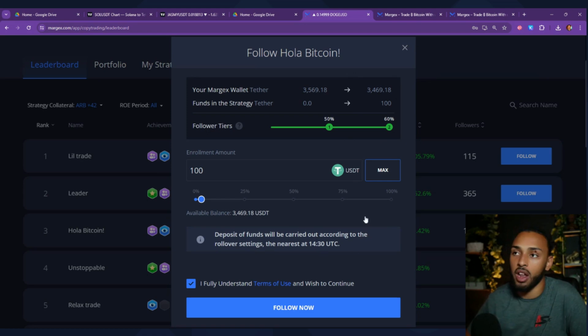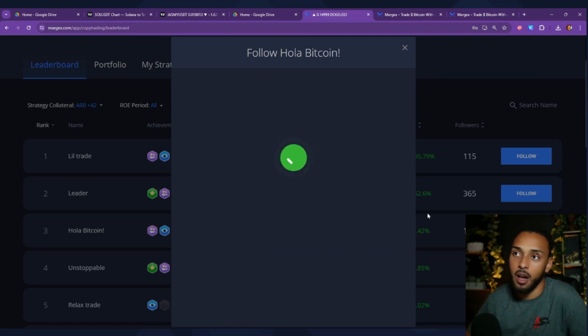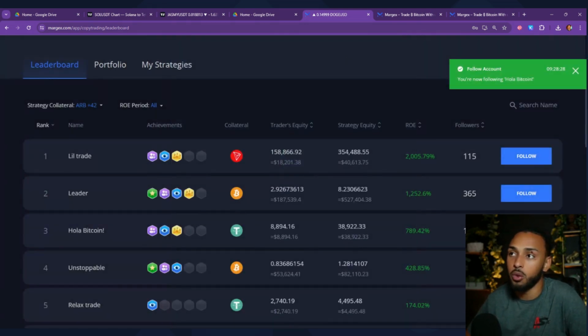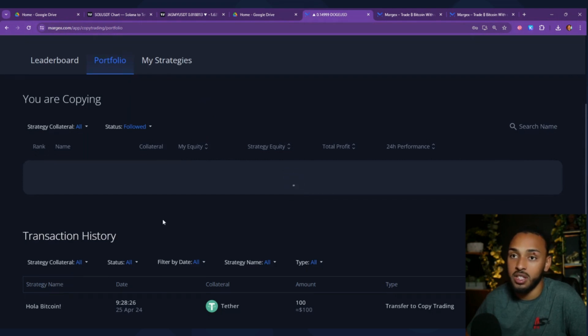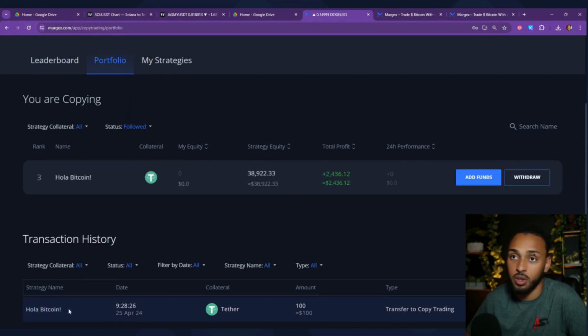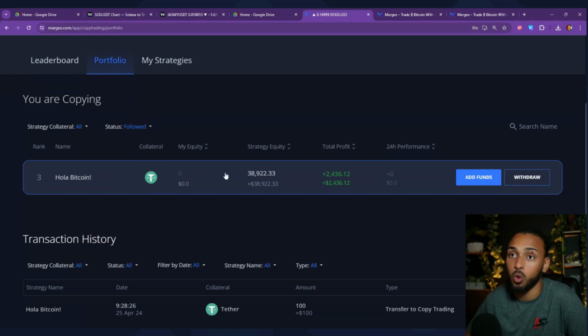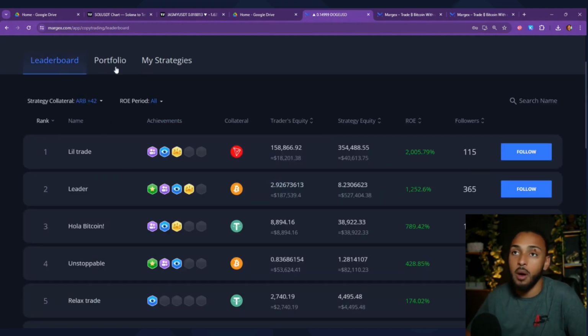So let's say that we're ready to go and we're going to click follow now. What it says is follow Ola Bitcoin, and then boom, ready to go. If you want to see where that went, all you got to do is click on your portfolio. You give it a little second, and now your transaction history represents that you have followed Ola Bitcoin. It also shows you the amount of total profit and things like that it has made just over time with that trade.